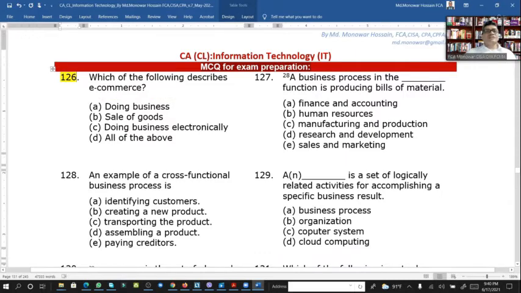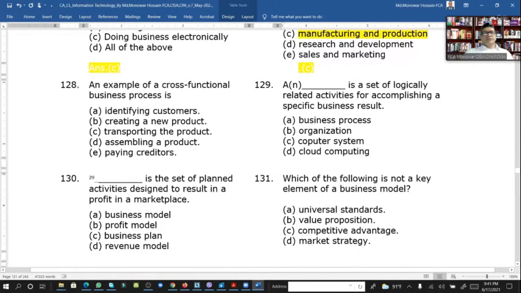Which of the following describes e-commerce? Doing business, sale of goods, doing business electronically. What would be the answer? C maybe, sir. Yes, you are right. Doing business electronically. A business process in the dash function is producing bills of material. So which business function produces bills of material? Manufacturing and production. Okay.